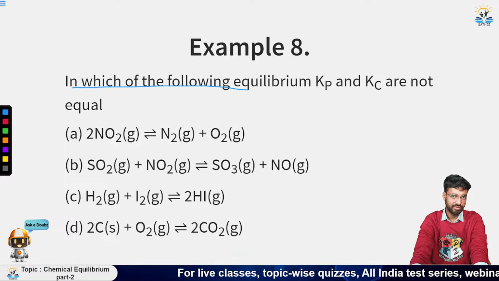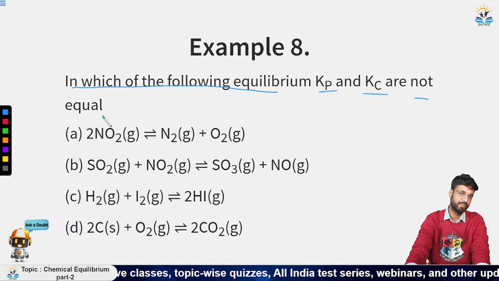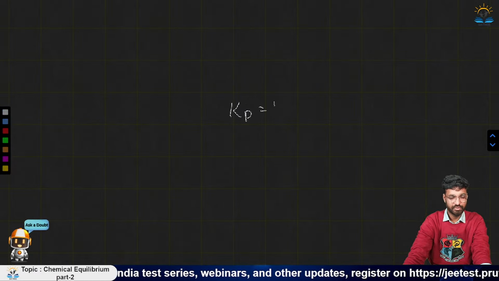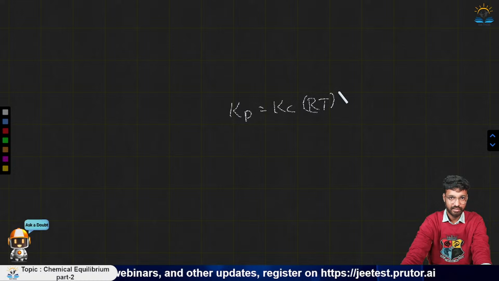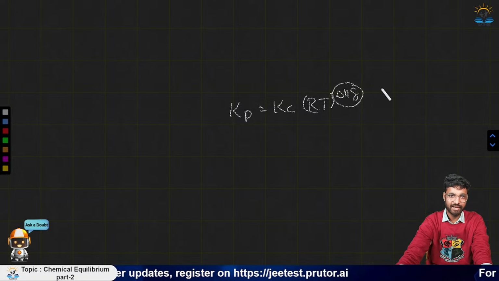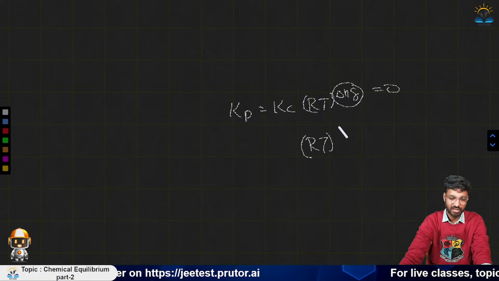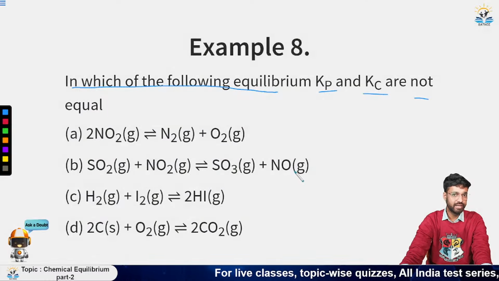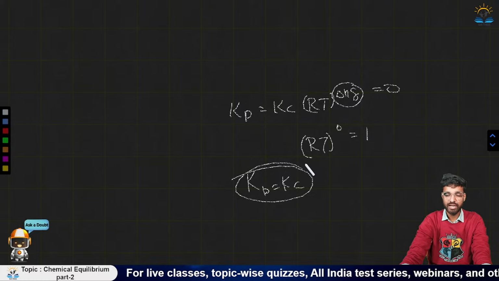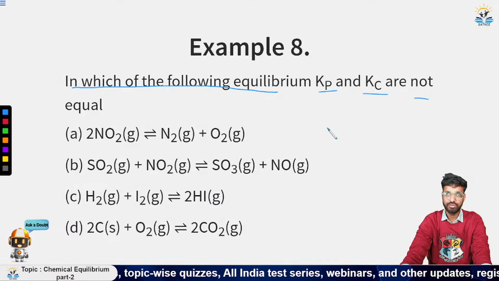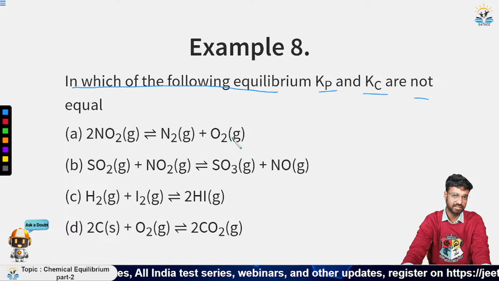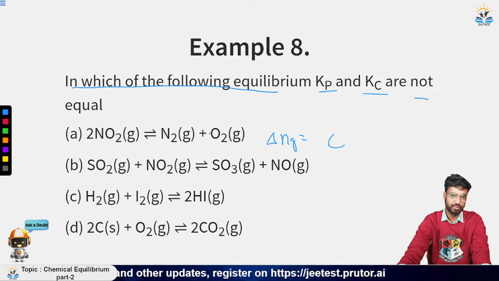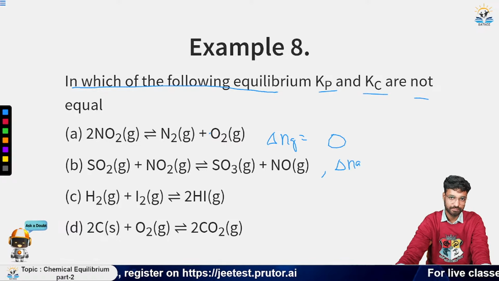In which of the following reactions at equilibrium are Kp and Kc the same? What is the relation between Kp and Kc? Kp is equal to Kc (RT) to the power delta Ng. So if delta Ng is equal to 0, RT to the power 0 is equal to 1, that is, Kp is equal to Kc. It says which of the following reactions have Kp and Kc not equal. That will be where delta Ng is not equal to 0. If we compare this reaction, it will be 0. Why? Because here 2 moles, 2 minus 2, that is 0. We calculate it for this.